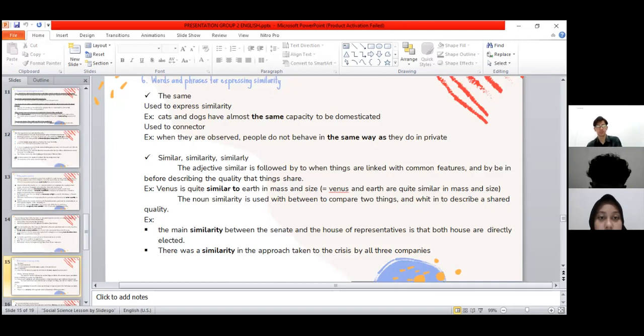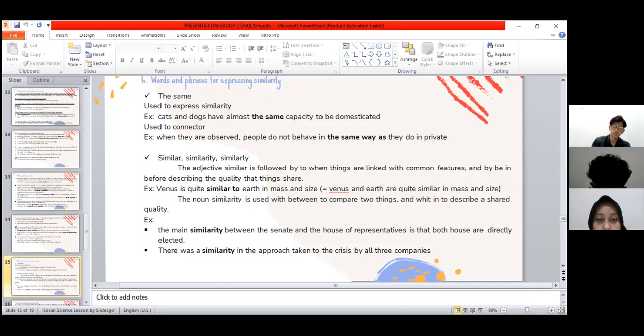Two. Similar, similarity, and similarly. The adjective similar is followed by to when things are linked with common features and by in before describing the quality that things share. Example, Venus is quite similar to Earth in mass and size. Venus and Earth are quite similar in mass and size.